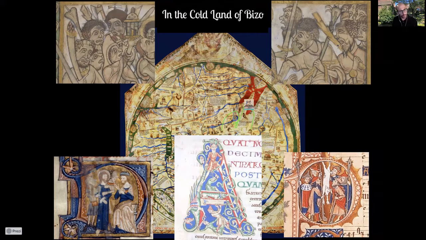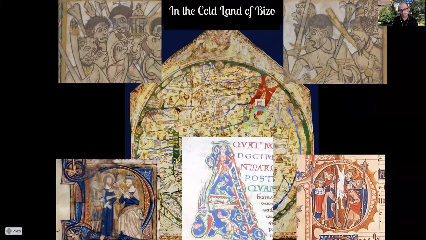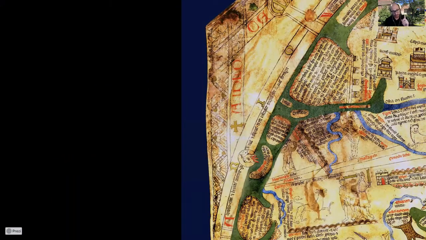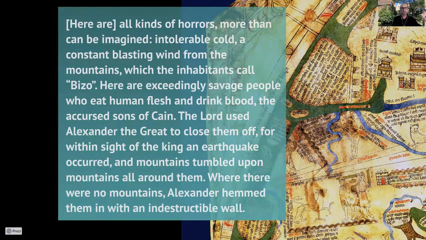There is, though, only one single freestanding masonry wall indicated on the Hereford map, and it is one fraught with great significance. Tucked away in the northeast corner of this circular representation of the spherical world, it cordons off a large peninsula, doubly encircled on its 3 sides by mountains and then water. A lengthy inscription is crammed into the space within that reads, "Here are all kinds of horrors, more than can be imagined, intolerable cold, a constant blasting wind from the mountains, which the inhabitants call Bizo.